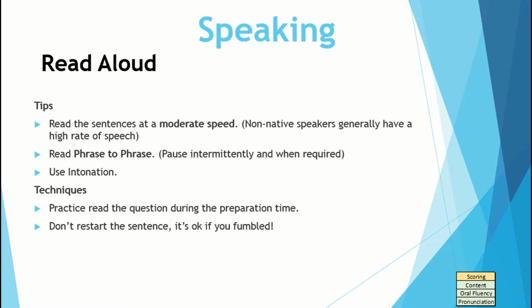So obviously the third tip is going to be that you will have to use intonations. There will have to be high tones and low tones as in how it is required. Now I'll tell you some more techniques that you could use to get full marks.